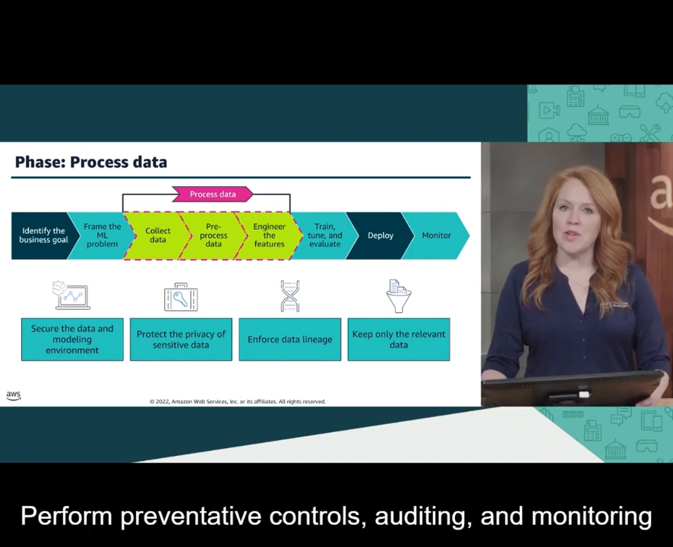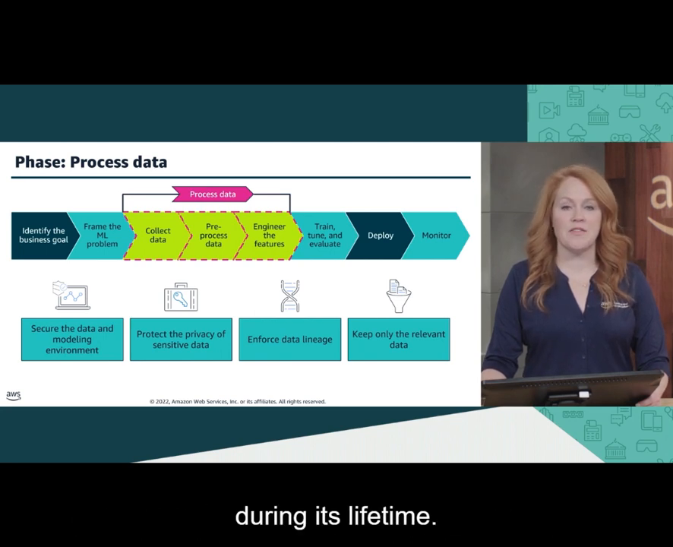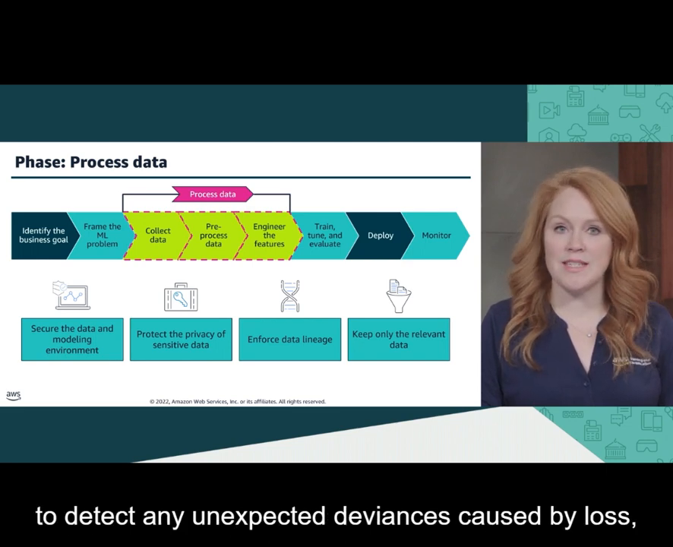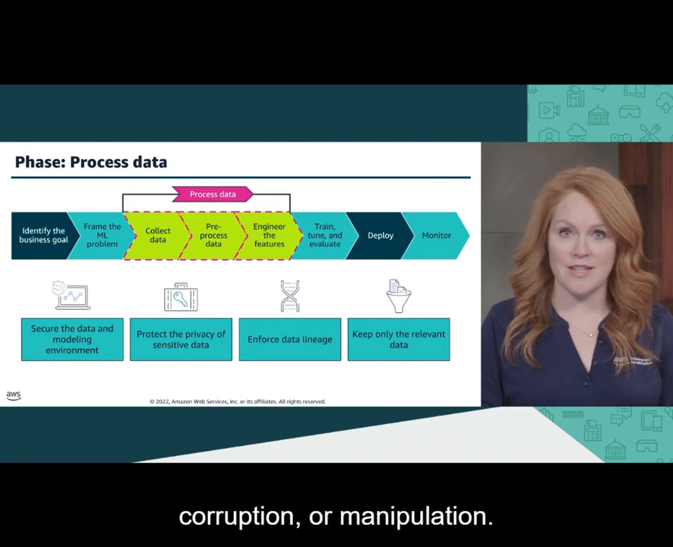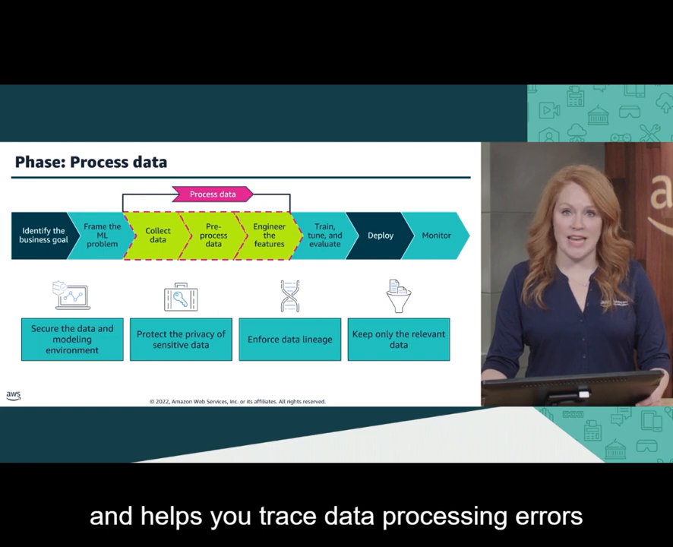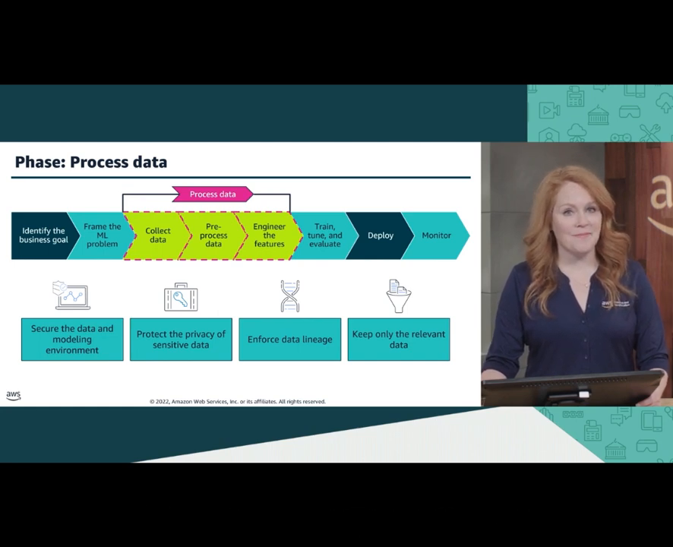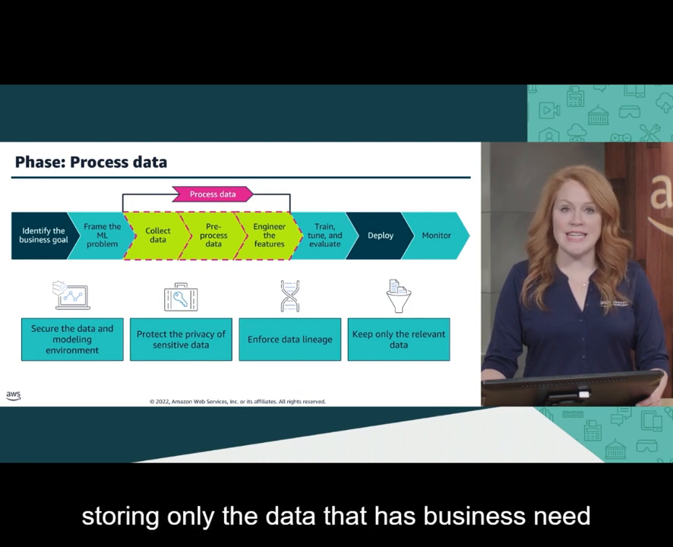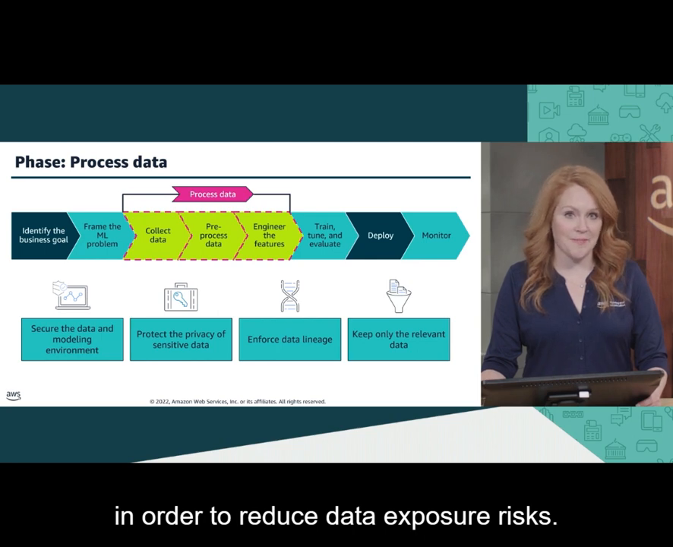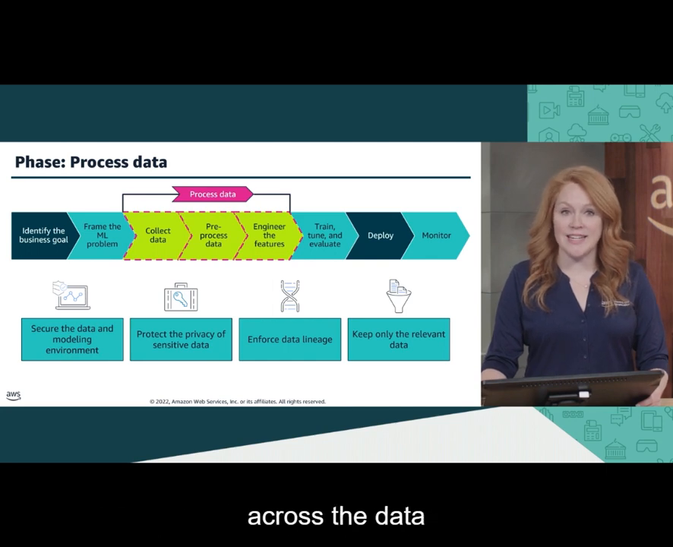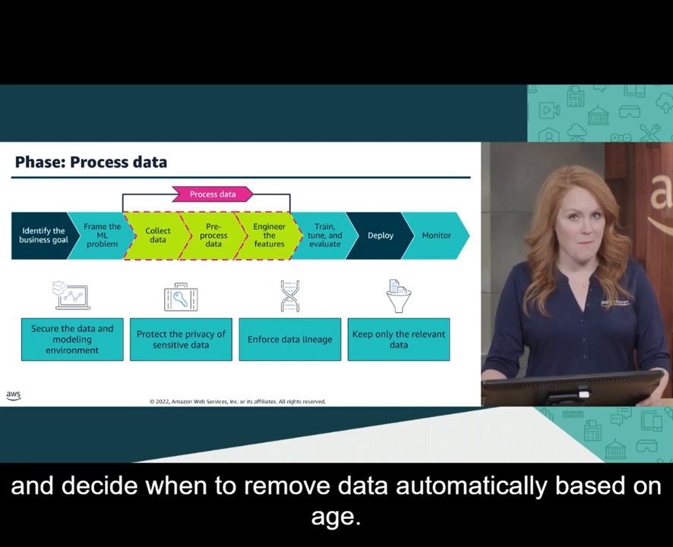Perform preventative controls, auditing, and monitoring to demonstrate how data has been controlled during its lifetime. Implement integrity checks against training data to detect any unexpected deviances caused by loss, corruption, or manipulation. Data lineage enables visibility and helps you trace data processing errors back to the root cause. Preserve data across computing environments, storing only the data that has business need in order to reduce data exposure risks. Implement mechanisms to enforce a lifecycle management process across the data and decide when to remove data automatically based on age.